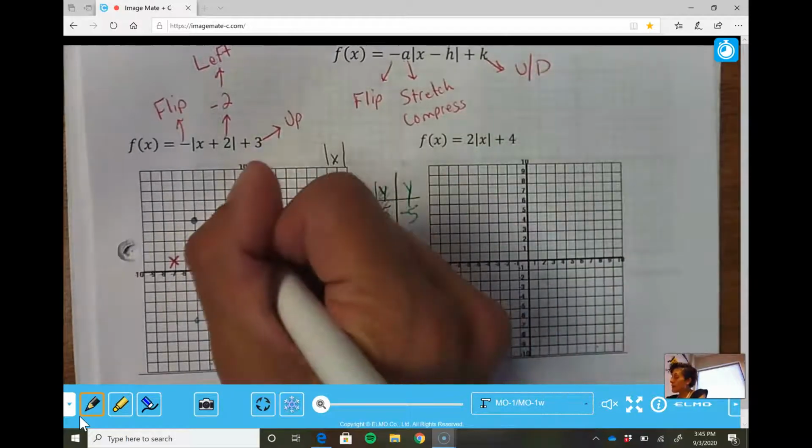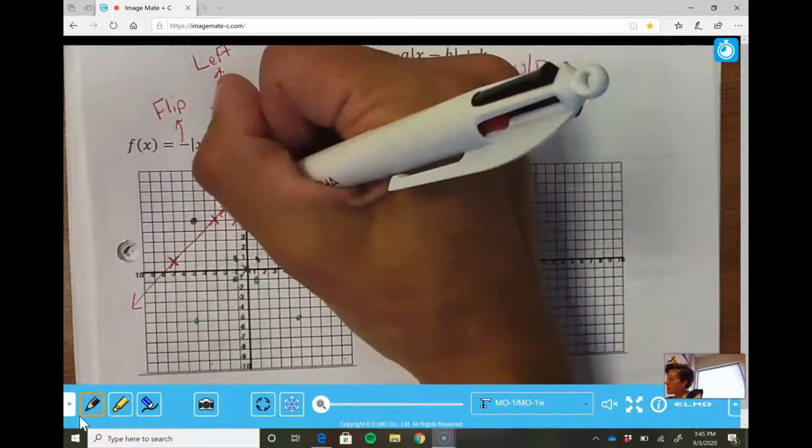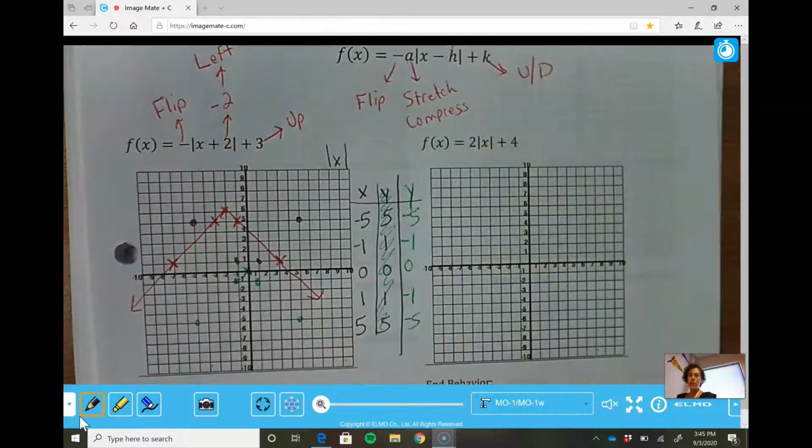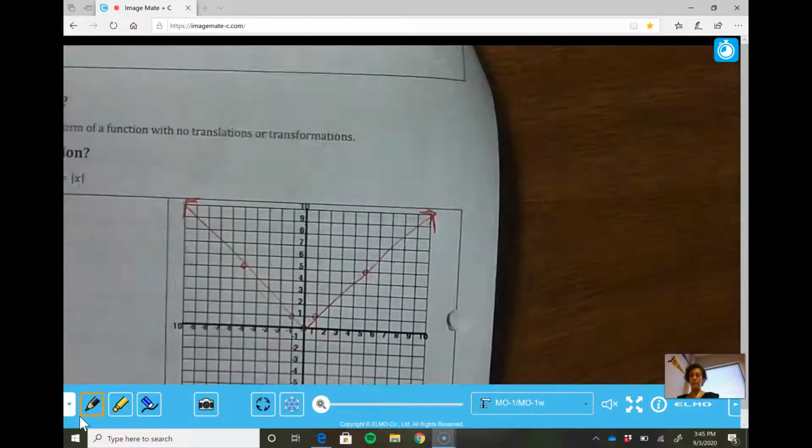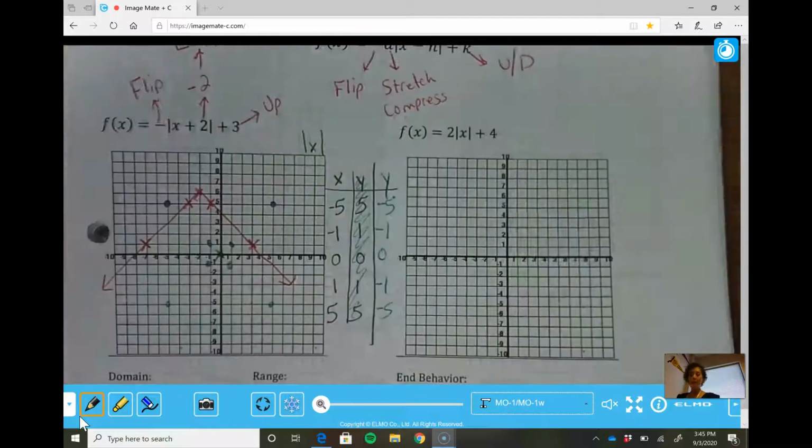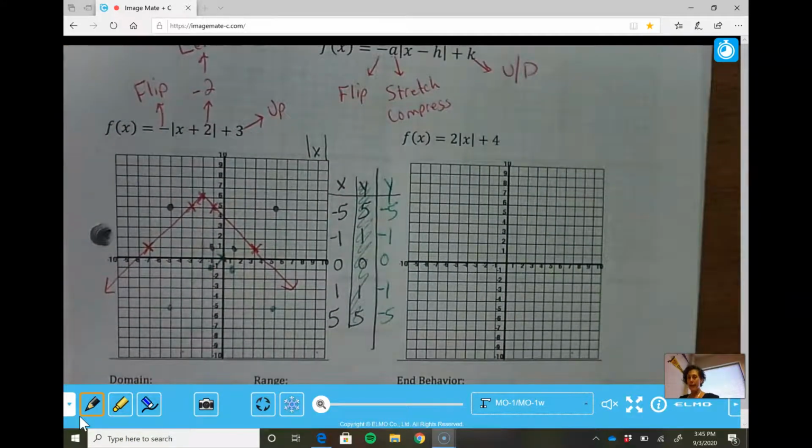So when you're done, you just had your makeover. You had a transformation done. This was the before. And what's in red here is the after. All right, let's try it again.